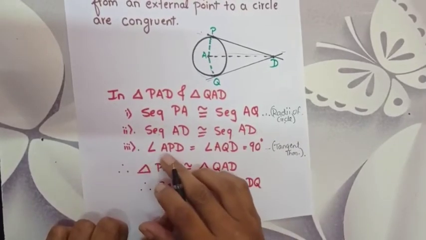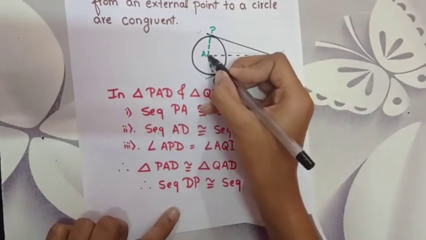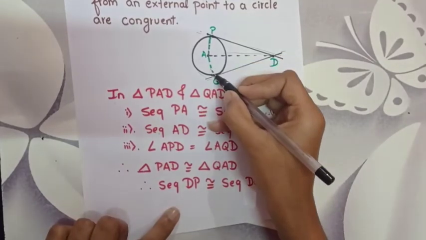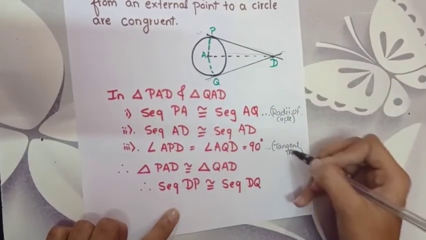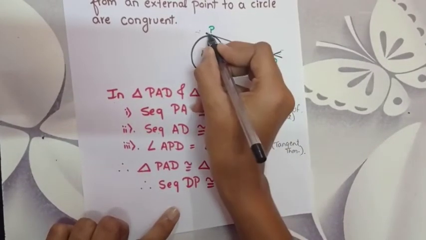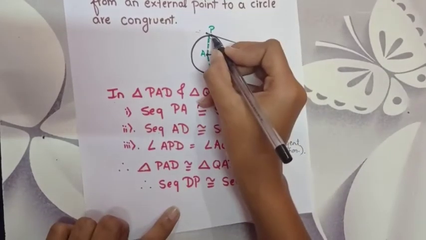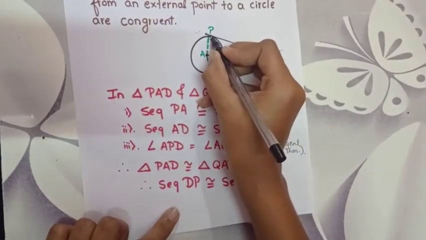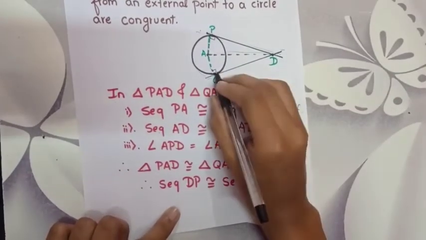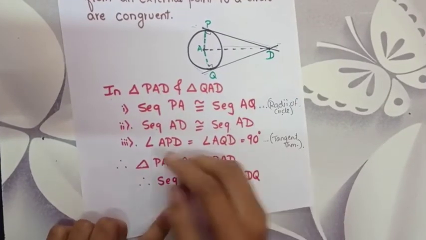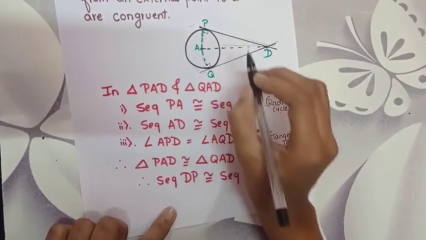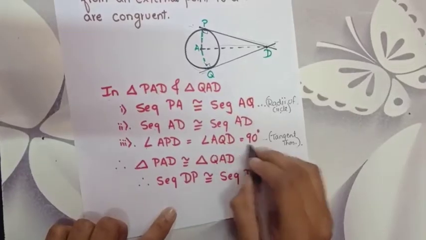Now, angle APD is equal to angle AQD. Why? We know by the tangent theorem that the angle between the radius and the tangent drawn to the circle at their point of contact is 90 degrees. It's the first theorem in this chapter that we should know. Therefore, angle APD is 90 degrees and angle AQD is also 90 degrees.